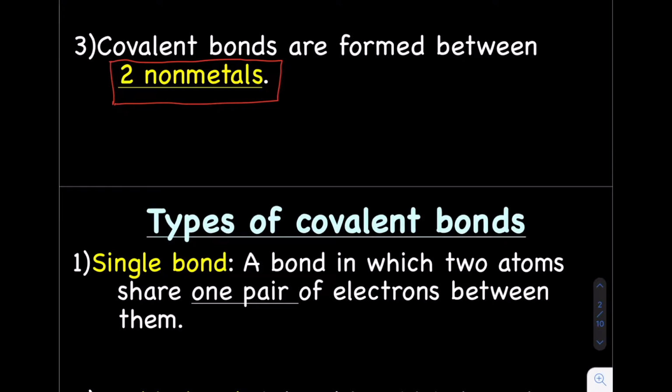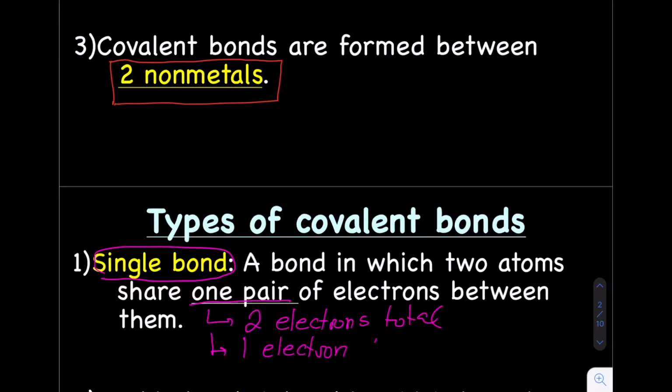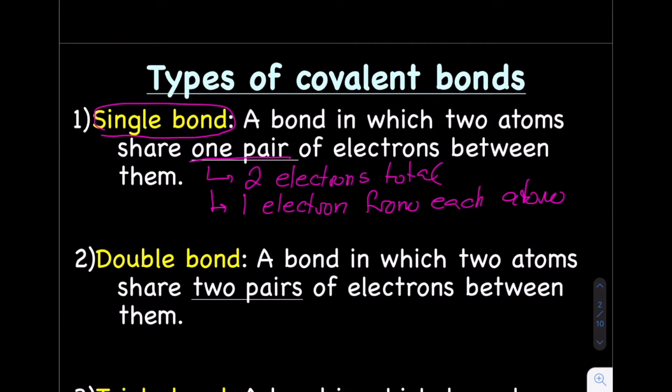There is a covalent bond known as a single bond. In a single bond, two atoms share one pair of electrons, and that means 2 electrons total, because a pair is 2, like a pair of shoes. And it's 1 electron from each atom. I know this probably sounds really weird, but when I actually show you the bonding, it'll make more sense. So for right now, we're going through the definitions. So we have a single bond, which shares 1 pair of electrons, or 2 electrons total, 1 from each atom. Next, we have a double bond.